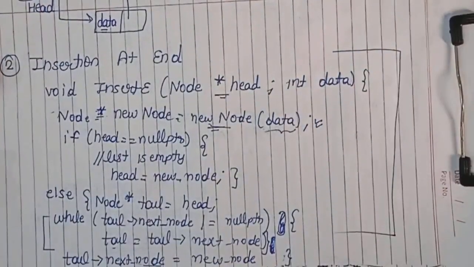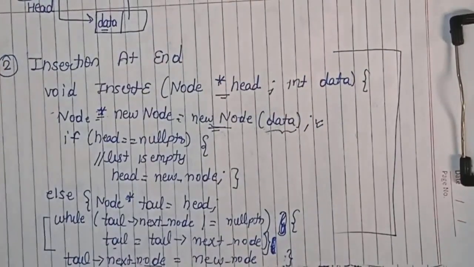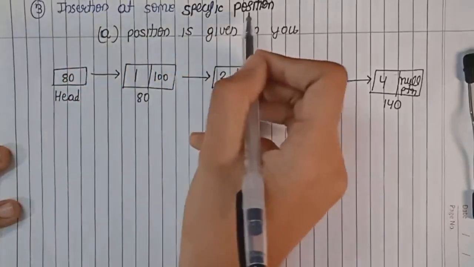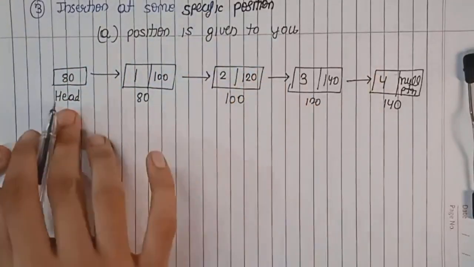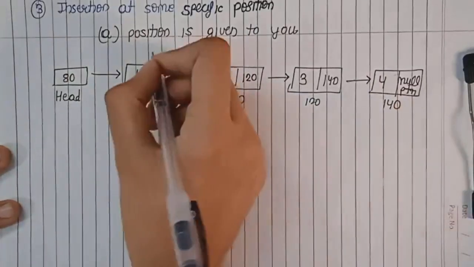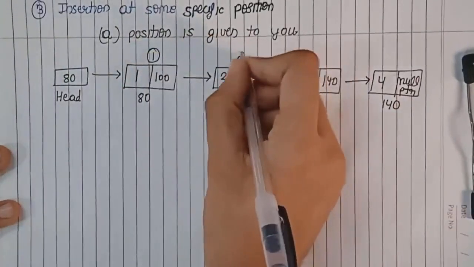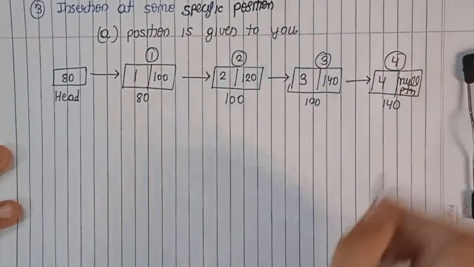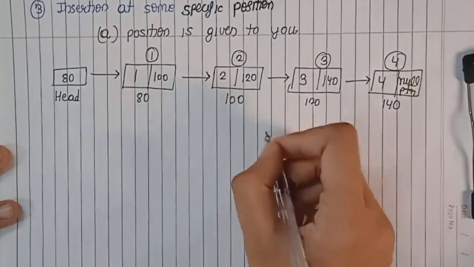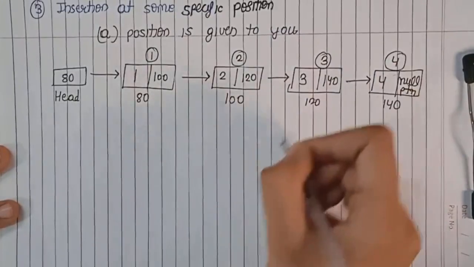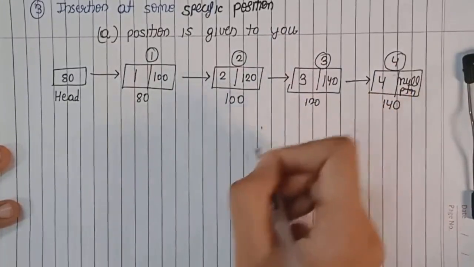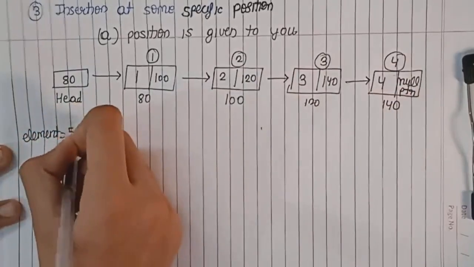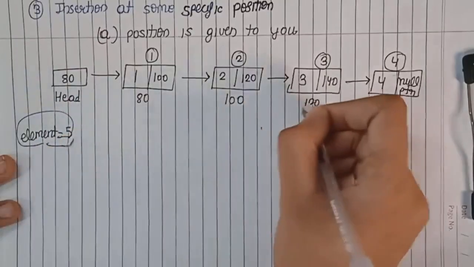So now let us move on to our third part: insertion at some specific position. Let's say this is a linked list that we have, and this is position 1, this is position 2, this is position 3 and this is position 4. So you need to insert, let's say, the element 5 at the index 3.